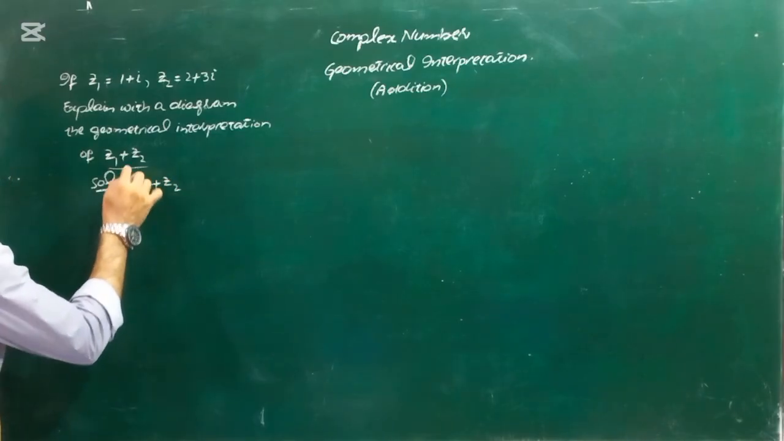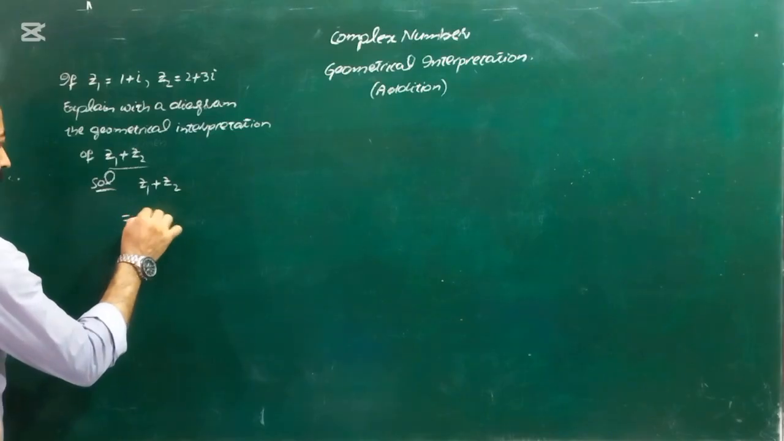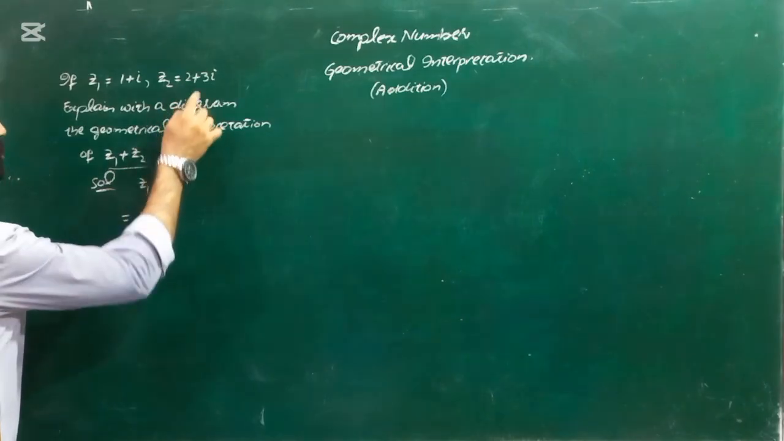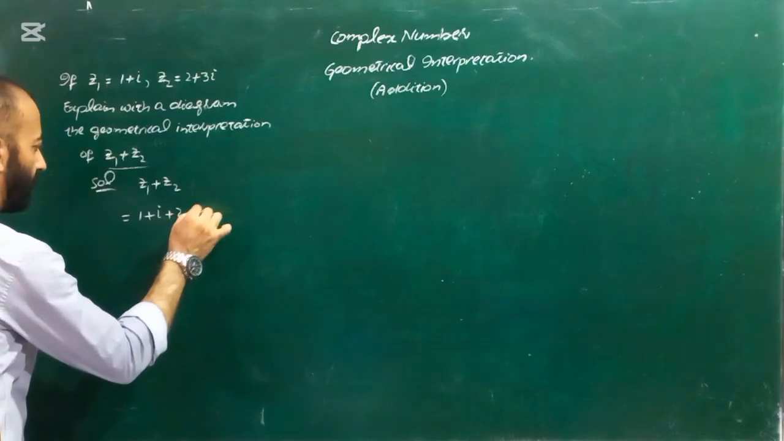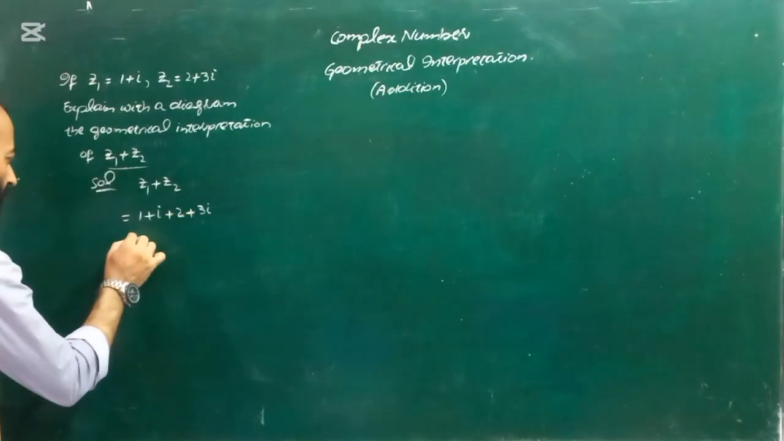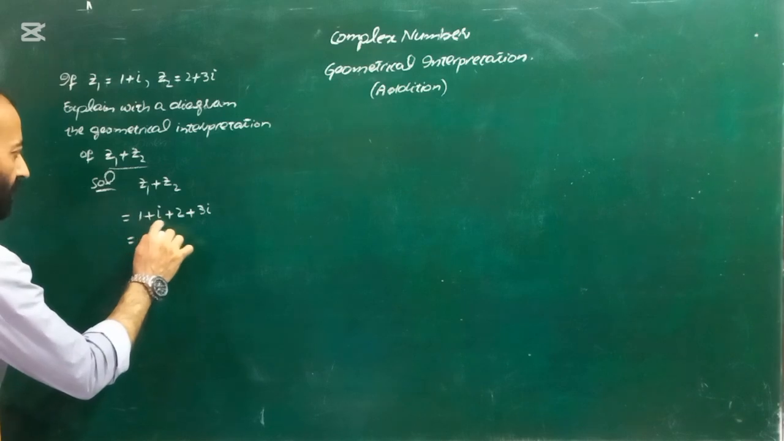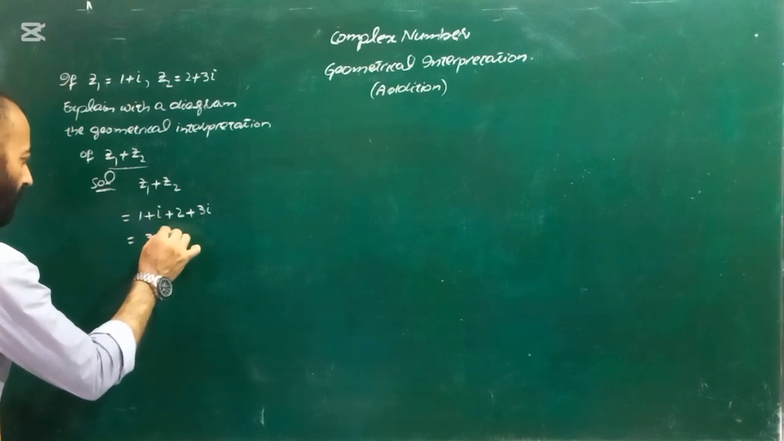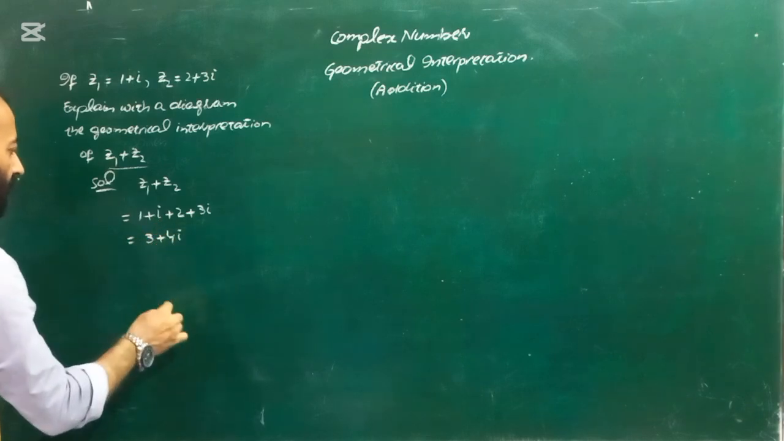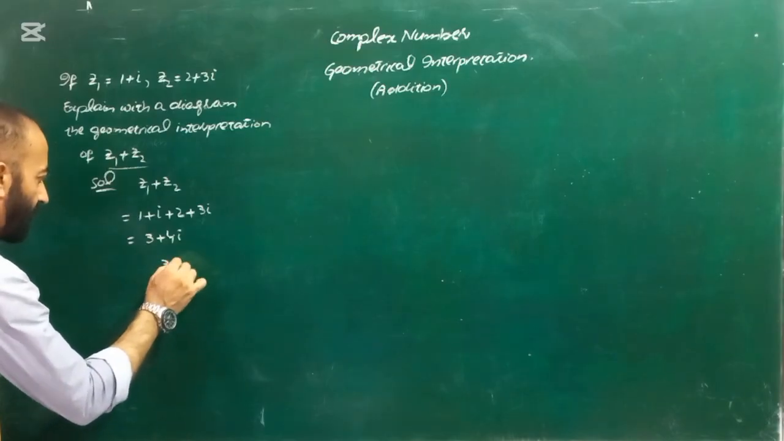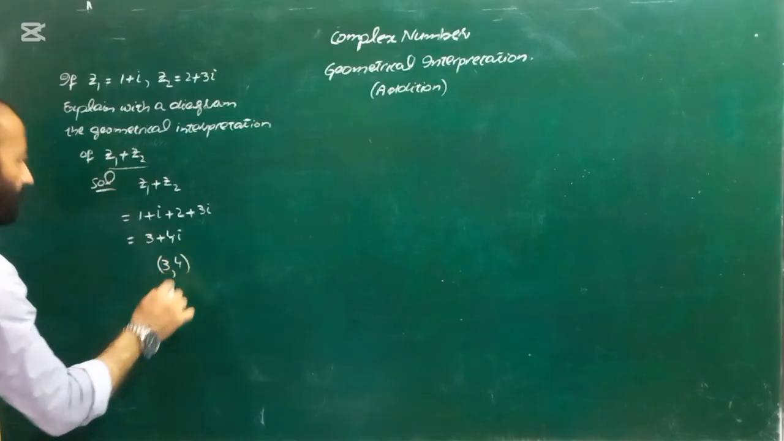So z1 is 1 plus iota and z2 is 2 plus 3 iota. So from here you can see 1 plus 2 is 3, and 1 plus 3 is 4 iota. So actually in coordinate form this is (3, 4).